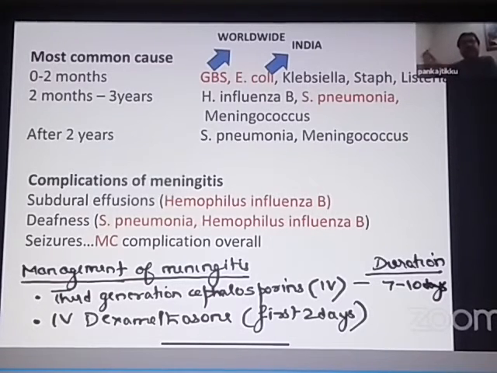Is there any other treatment which is given apart from this? Yes, IV dexamethasone. It is a corticosteroid. IV dexamethasone is also given, particularly in the first 2 days of treatment. It is usually believed that IV dexamethasone, which is a corticosteroid, reduces the complications of meningitis, particularly deafness.